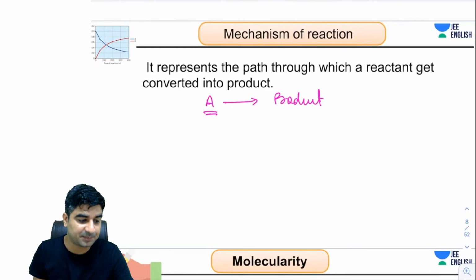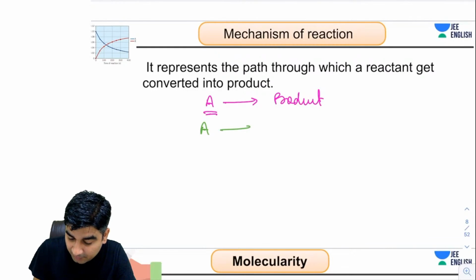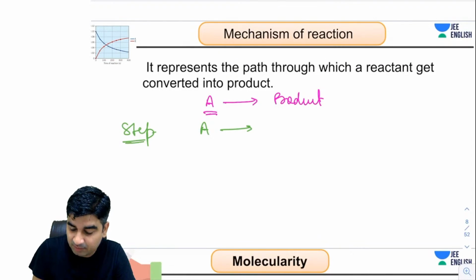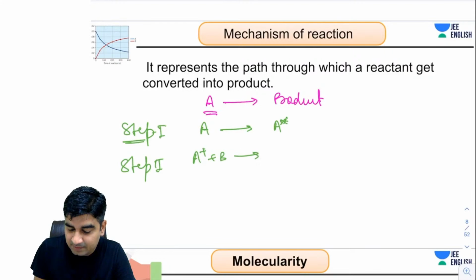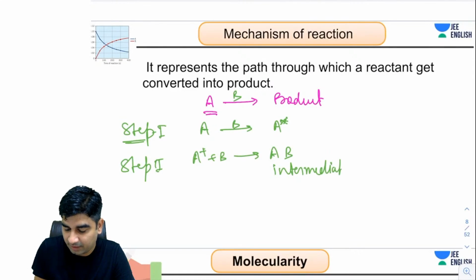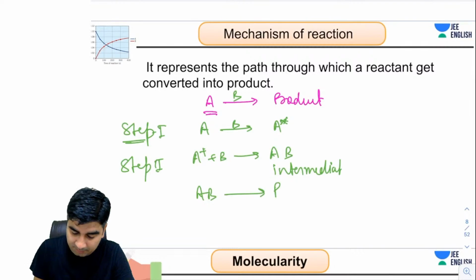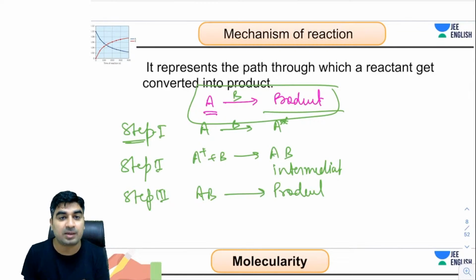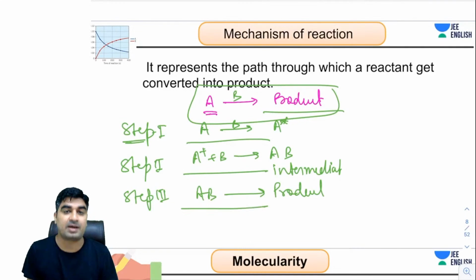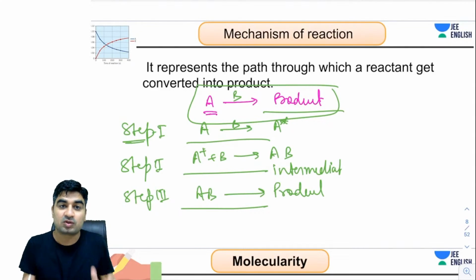Hi Vignesh, hi Karthi. So suppose in step 1, A was giving me something, A star. In step 2, it was A star plus B. Suppose B was some catalyst. So it was AB. It is now an intermediate. Right. Now this AB is giving me P, the product. So what I'm saying is I have divided this reaction into 3 parts, and each part is called one step. So this is called mechanism.